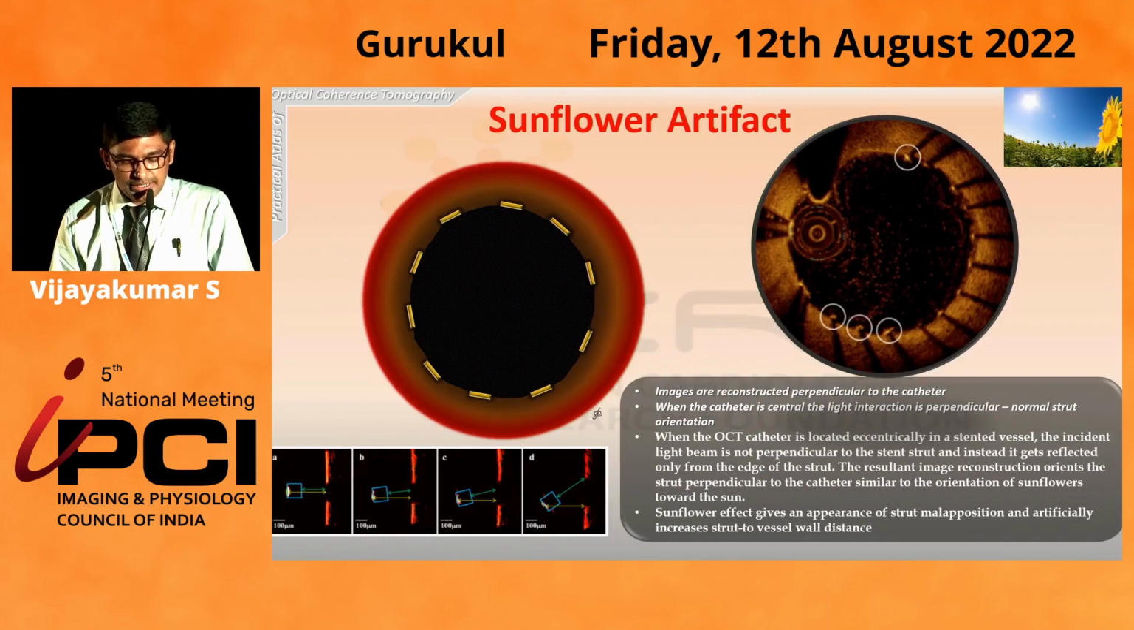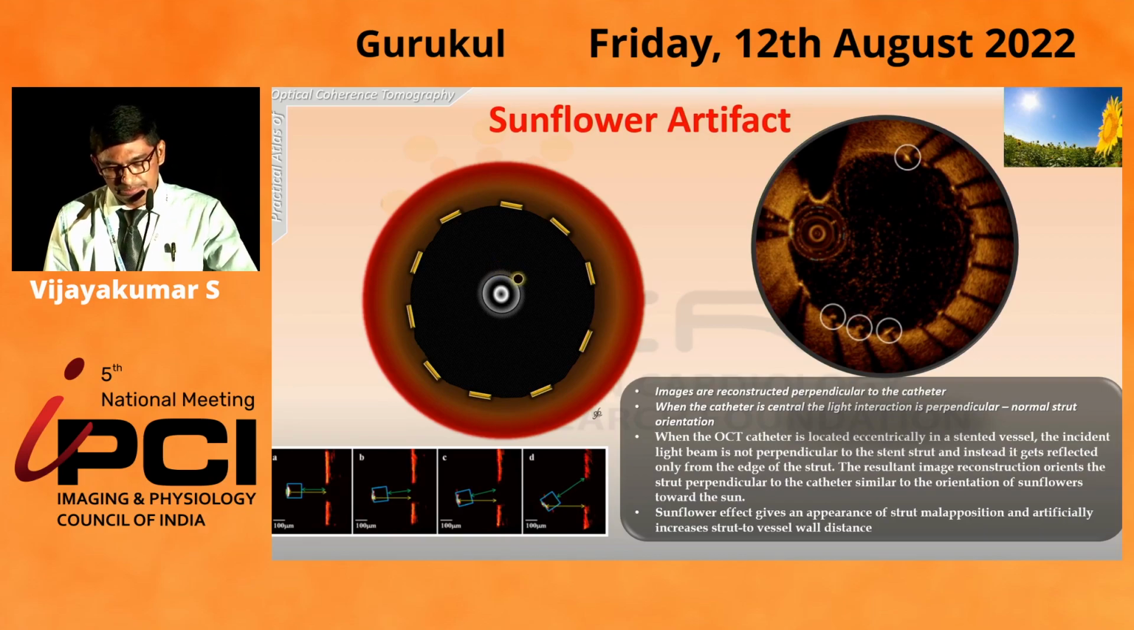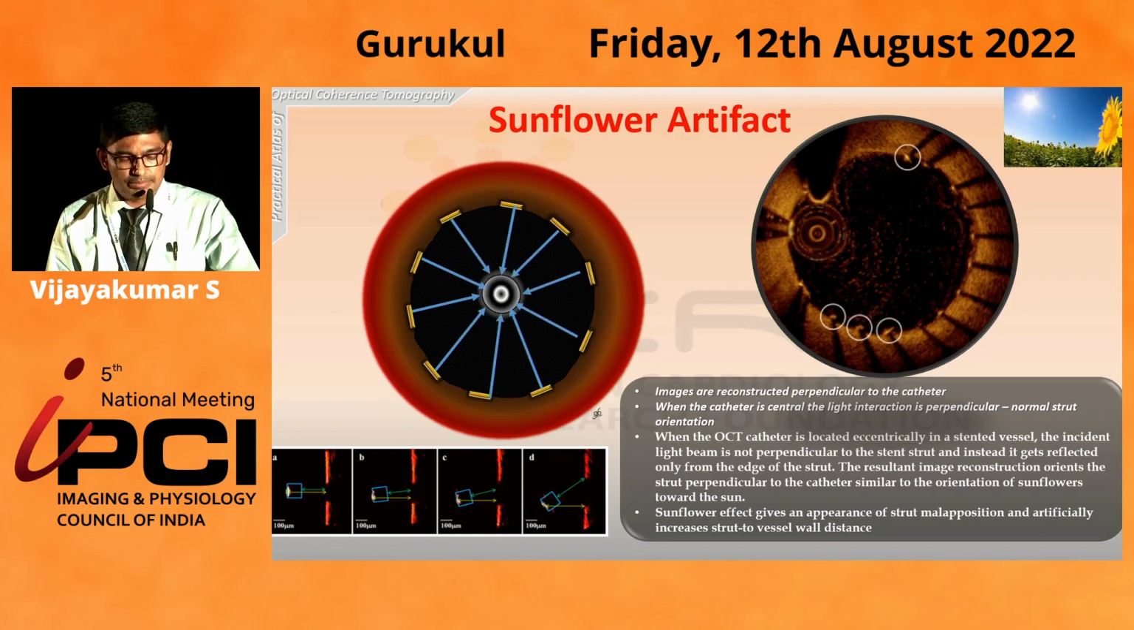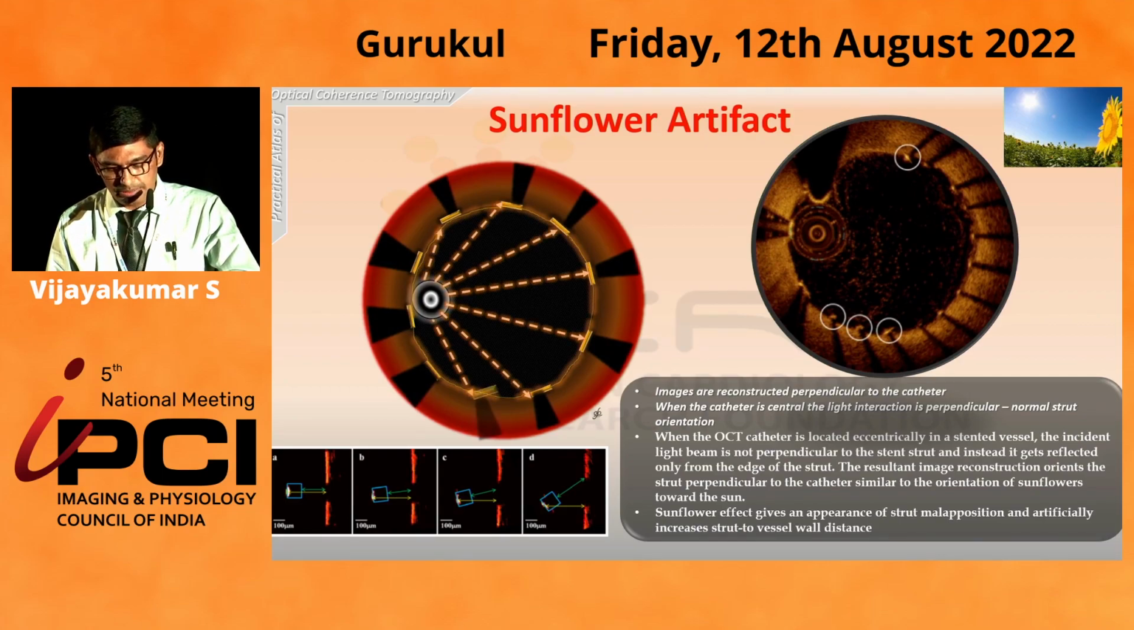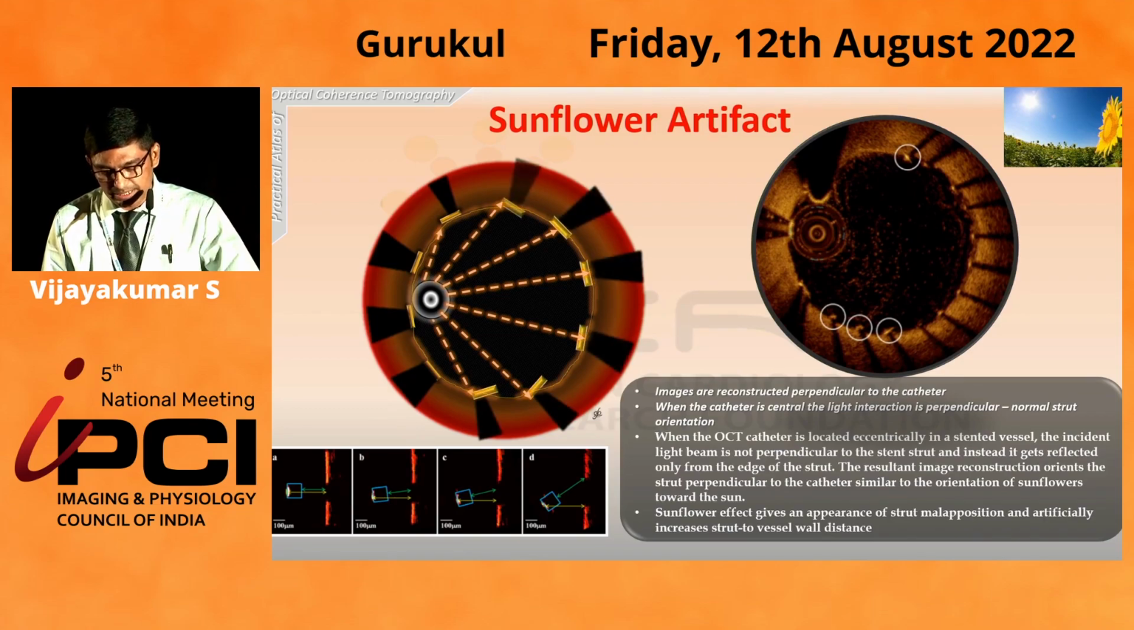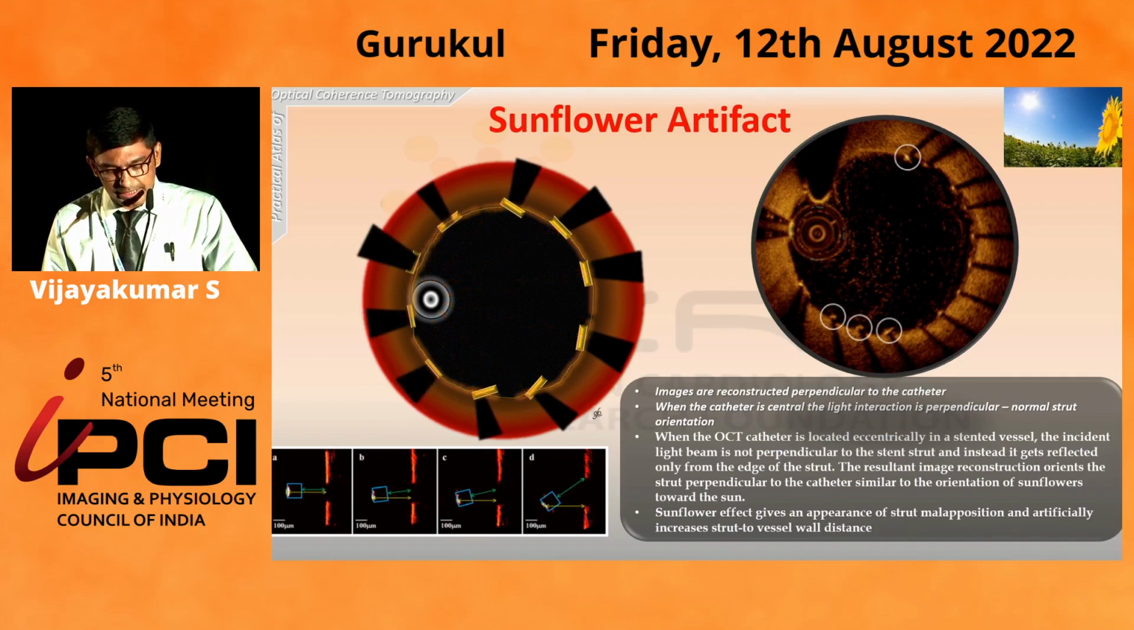And the next artifact, again, sunflower. So here we remind that images are reconstructed perpendicular to the catheter. When the catheter is centrally located, the interaction is perpendicular. You just get a normal, nice orientation of stent struts. When the OCT catheter is located eccentrically in the stented vessel, the incident light beams are not perpendicular to the stent strut. Instead, they get reflected only from the edges of the stent. In the resulting image reconstruction, the system thinks that it has come from an eccentric stent. So that orients stent struts perpendicular to the catheter, which is similar to the orientation of sunflowers towards the sun.